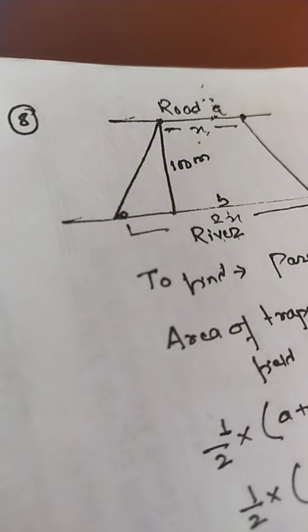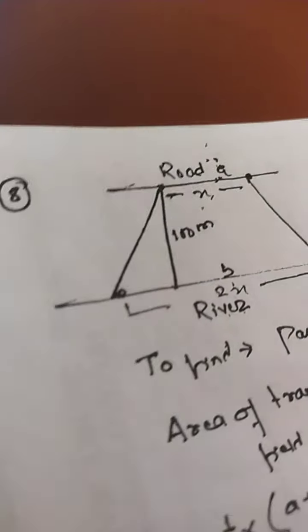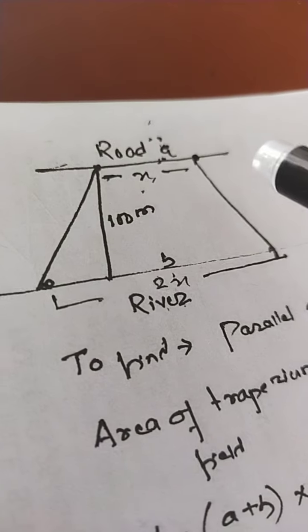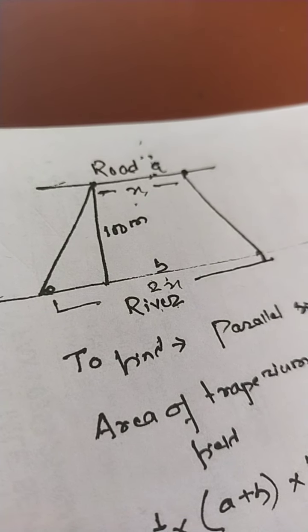Hello students, in this session I will explain question number 8 and 9 of exercise 11.2. As you see, this figure is already given in the question. This is a trapezium shape. Now let me read out the question.